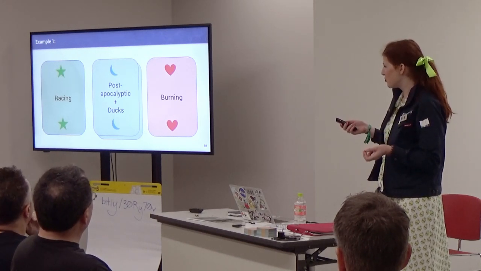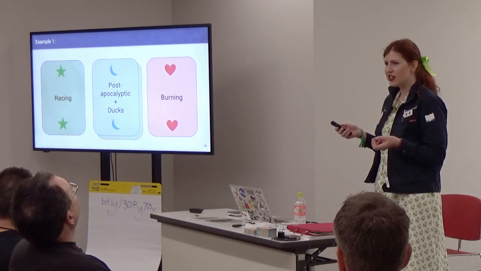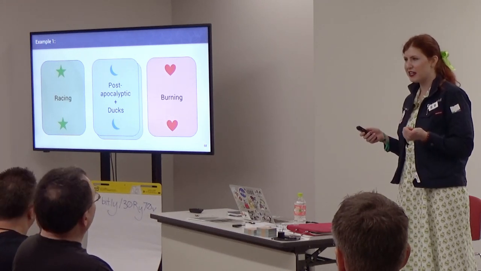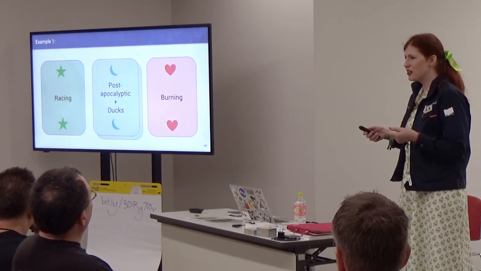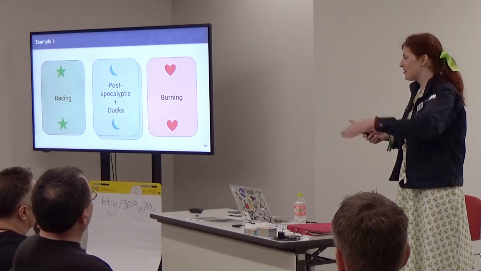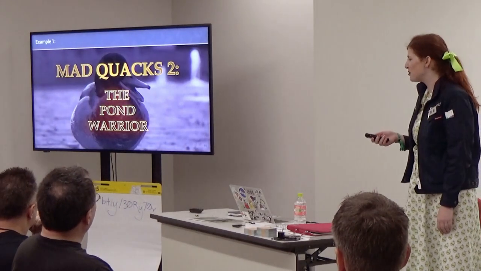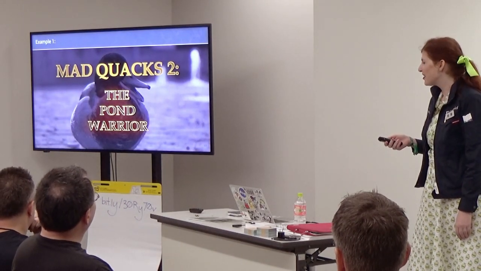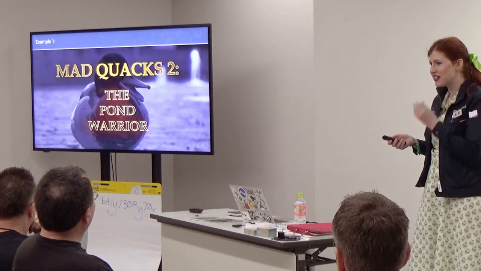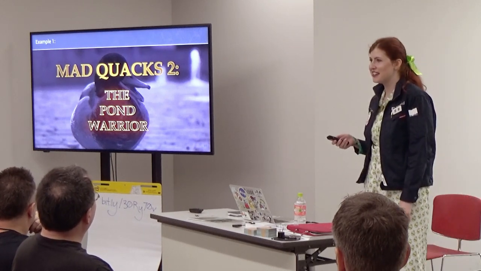And so maybe you get a hand like this, and you decide to pick your favorite. Okay, I'm going to choose a racing game. For the theme, it's post-apocalyptic and it's about ducks. And I'm using the burning function, so I'm sending things to the zero address. So maybe I make a game called Mad Quacks 2, The Pond Warrior. And, you know, it's some hostile world where ducks have to fight for survival or get sent to 0x.